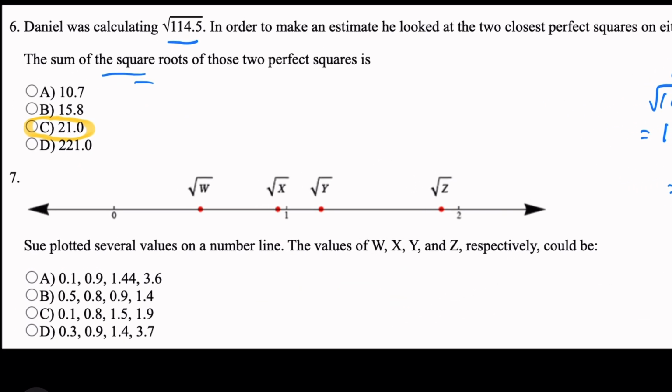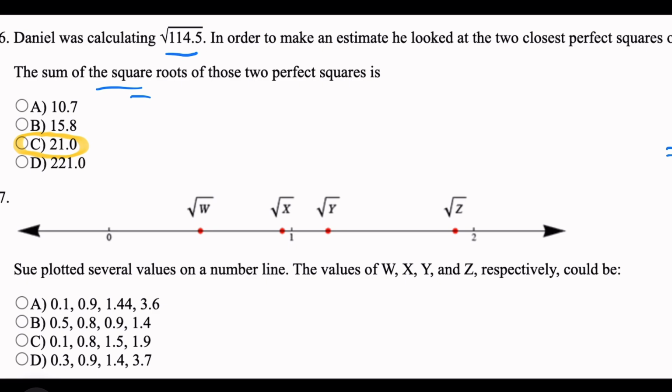Now for this next one, it's a little bit trickier. It says Sue plotted several values on a number line. The values of W, X, Y, and Z respectively could be. Now, on the number line itself, which is separated into 0, 1, and 2, the values that are placed here representing W, X, Y, and Z are actually roots of those values. So what you have to go through here is take the root of each of these proposed sequences and see where that would end up.